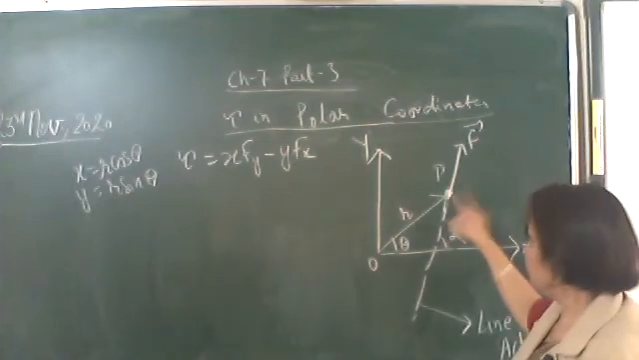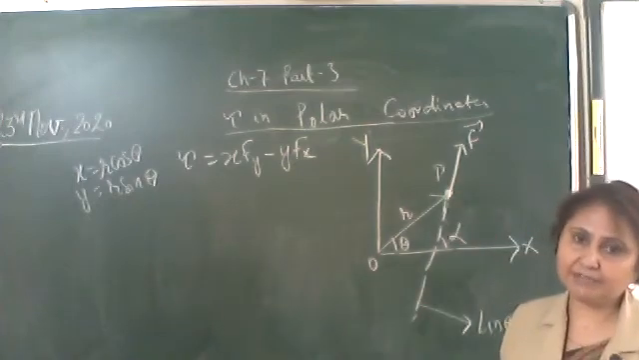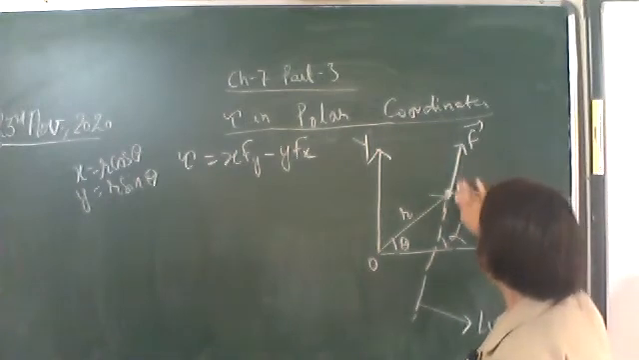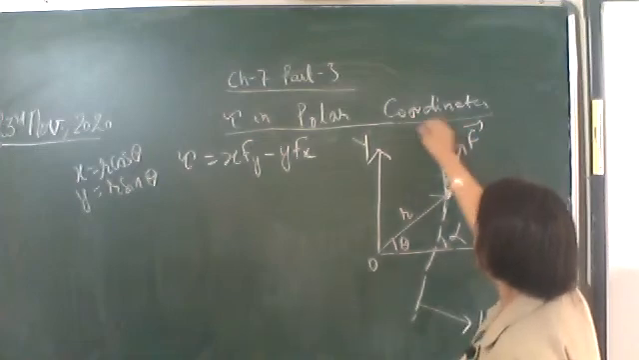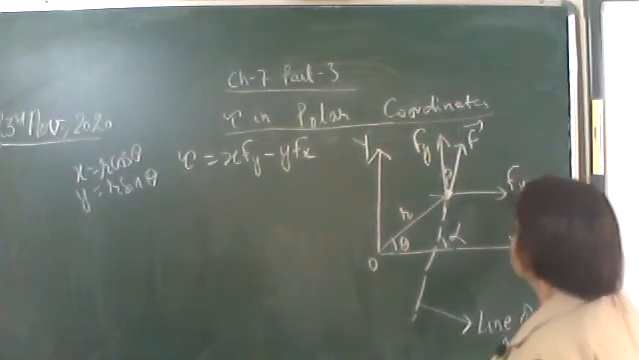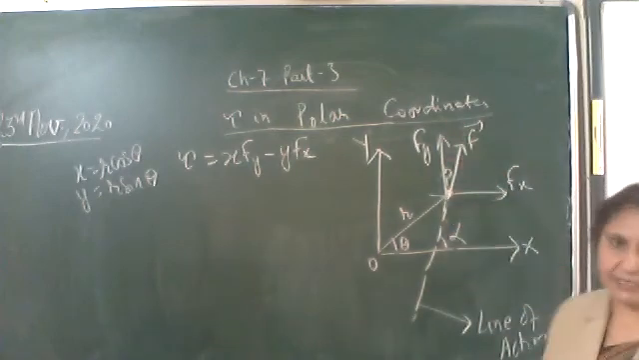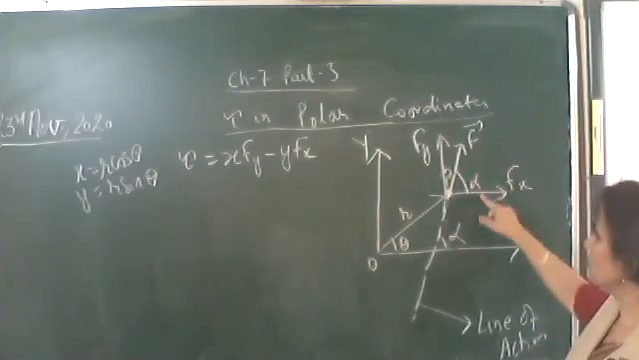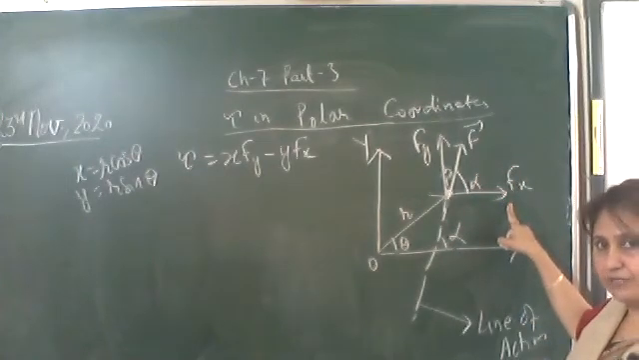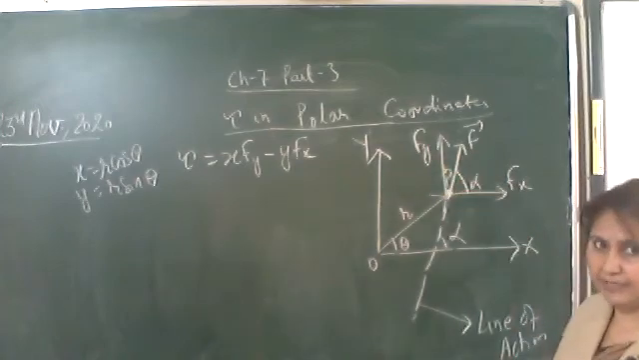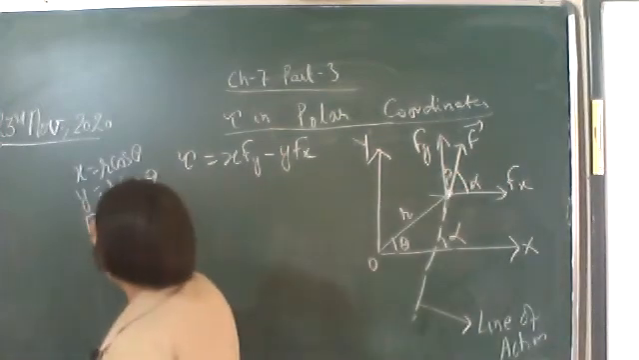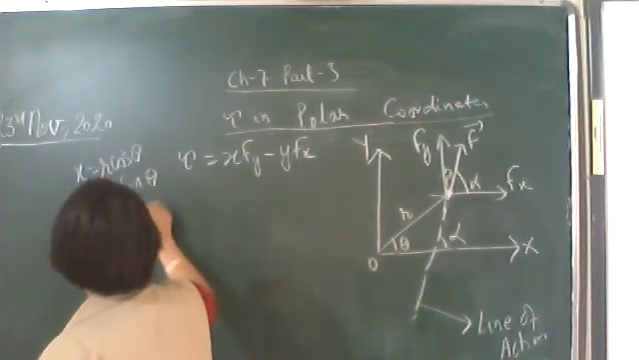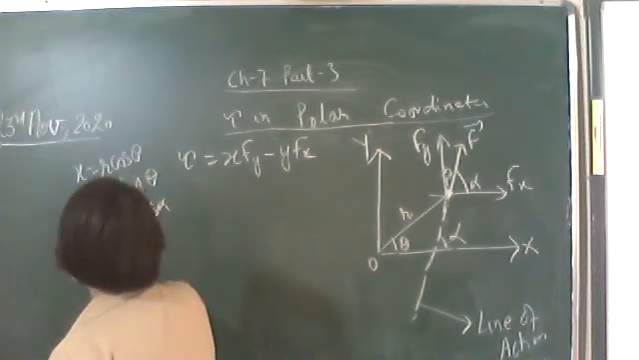Okay. Now the same way this force also we will resolve in X and Y components. Along X axis, this is Fx. Along Y axis, Fy. And this force is making what angle with the X axis? Alpha. So Fx is equal to F cos alpha. Fy is equal to F sin alpha. Okay, we have resolved the force vector along X and Y axis.